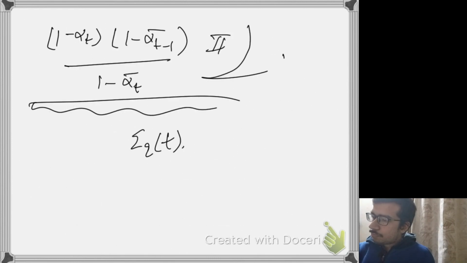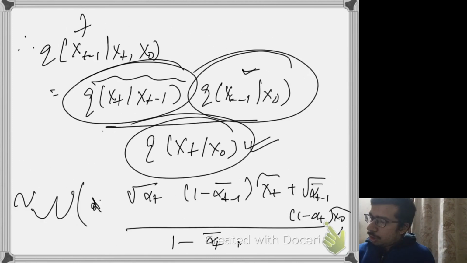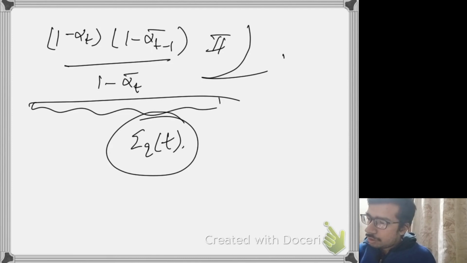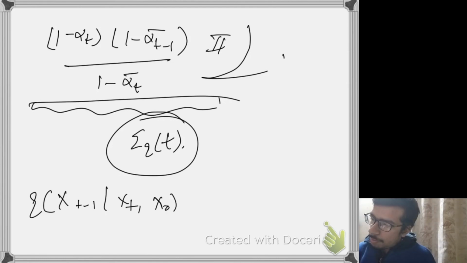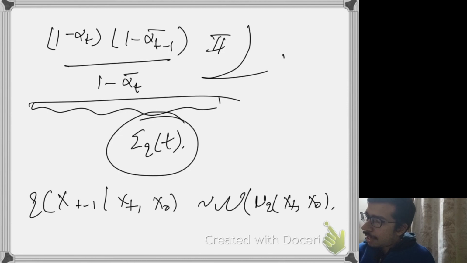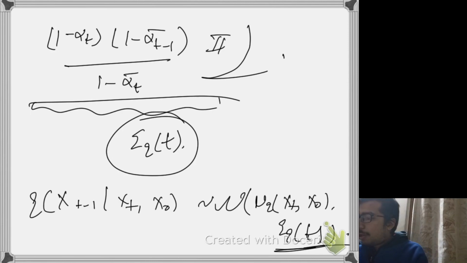This form is essentially a normal distribution with a mean that is some function of x_t and x0, and a particular covariance matrix, which is independent of x_t and x0. So q(x_{t-1} given x_t and x0) is a normal distribution whose mean is a function of x_t and x0. The function is this particular expression: a linear combination of x_t and x0, with coefficients coming from hyperparameters. The covariance matrix sigma_q(t) is a diagonal matrix, a multiple of identity, and it does not depend on x_t and x0 at all.